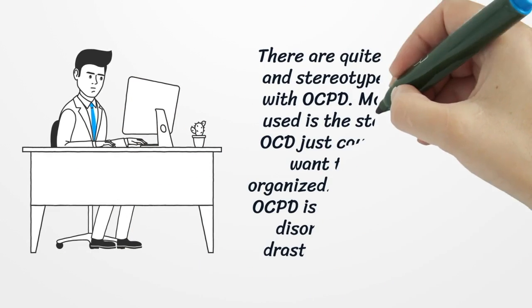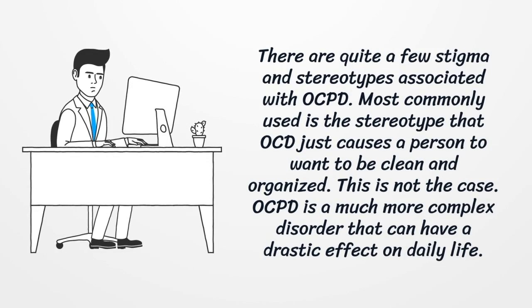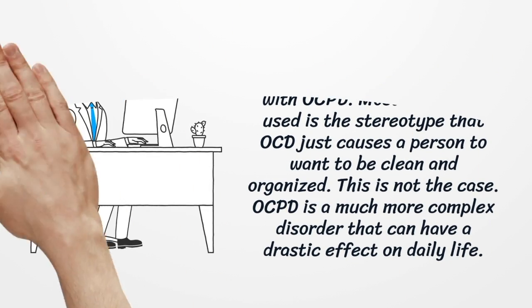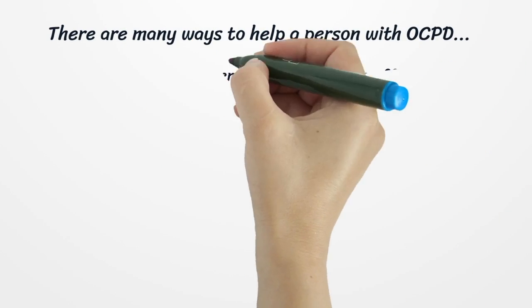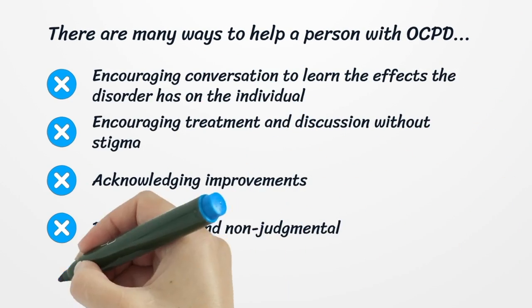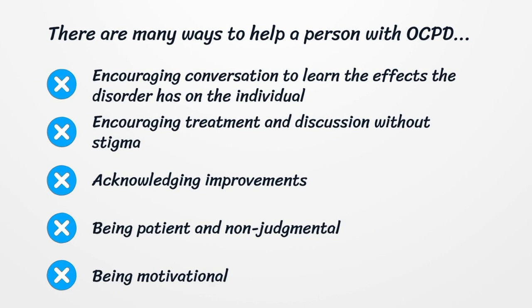There are quite a few stigma and stereotypes associated with OCD. Most commonly used is a stereotype that OCD just causes a person to want to clean and be organized. This is not the case. OCD is a much more complex disorder that can have a drastic effect on daily life. There are many ways to help a person with OCD. Encouraging conversation to learn the effects the disorder has on the individual, encouraging treatment and discussion without stigma, acknowledging improvements, being patient and non-judgmental, and being motivational during difficult times are all behaviors that you can show in order to help.